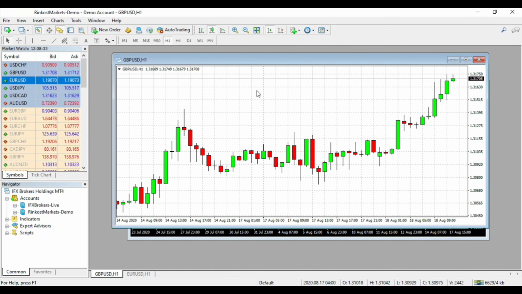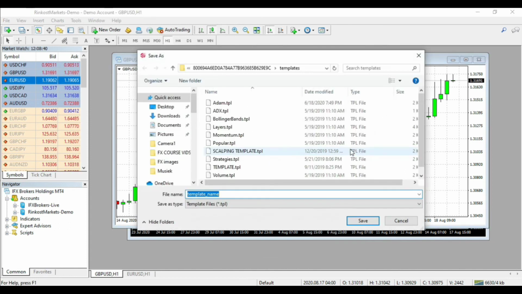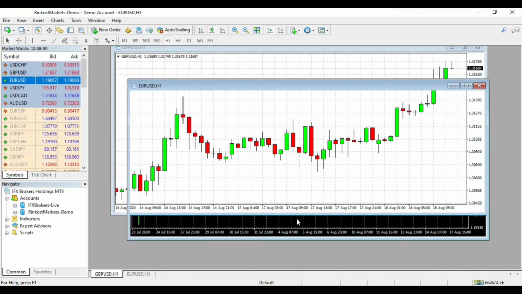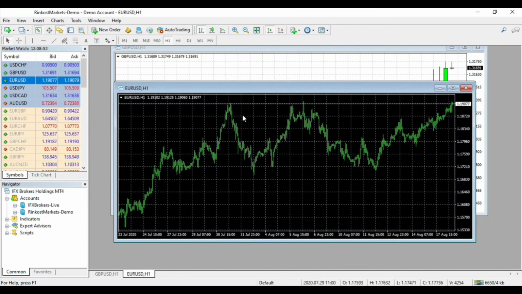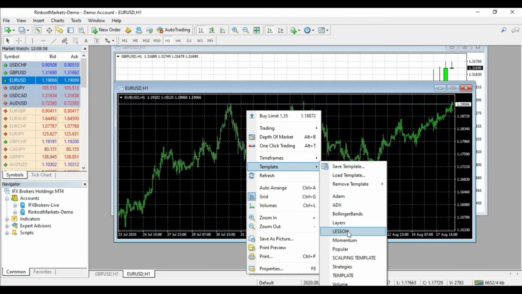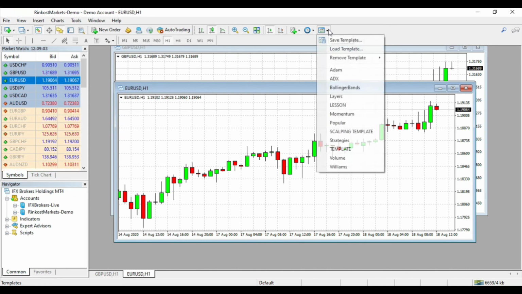And to make a template, you just right click on the specific chart, go to templates and select save template. Now I'm just going to save this template as lesson, save it. So if you want to use this template that you saved, we're just going to click on this Euro USD chart once more, right click, go to template and select the lesson template over here. Similarly, you can select this tab over here for the templates, and you can select the different templates that you want for the specific chart of your choice.